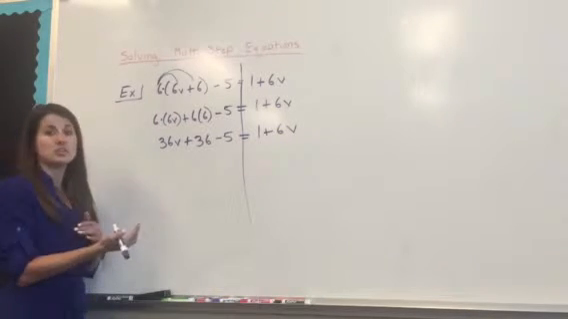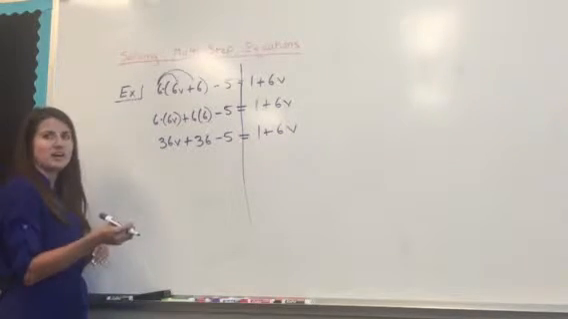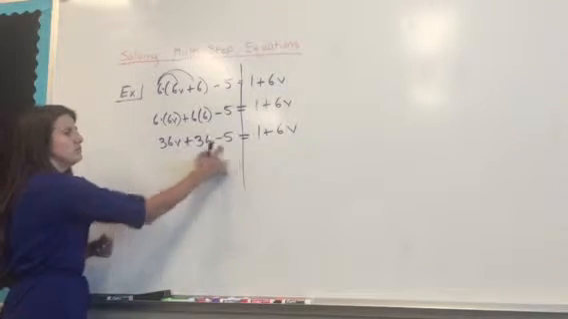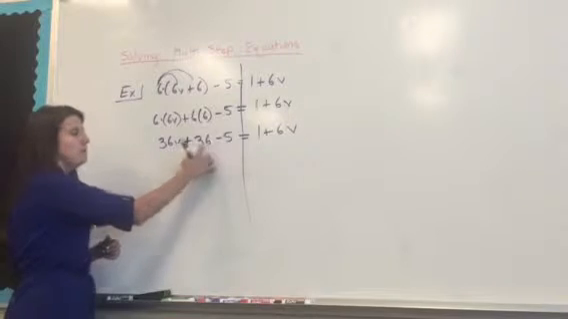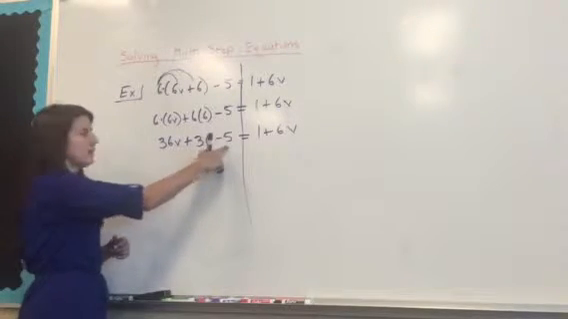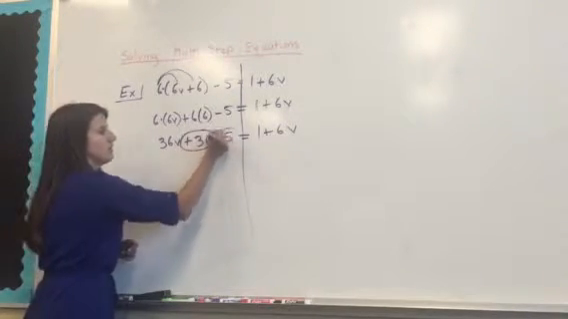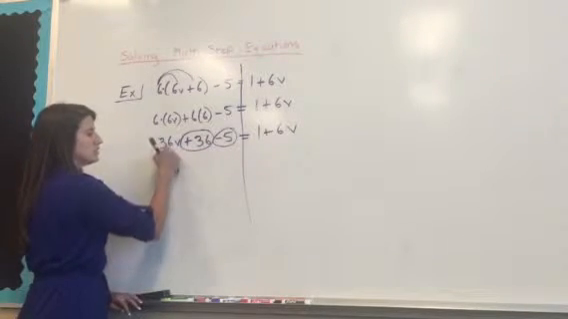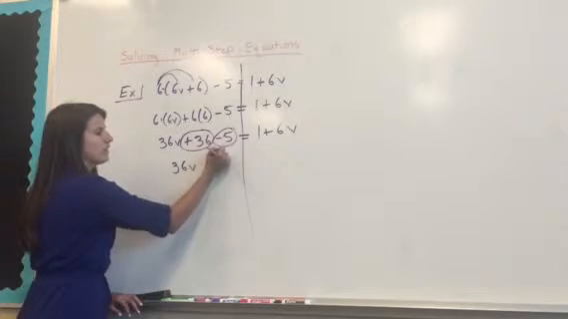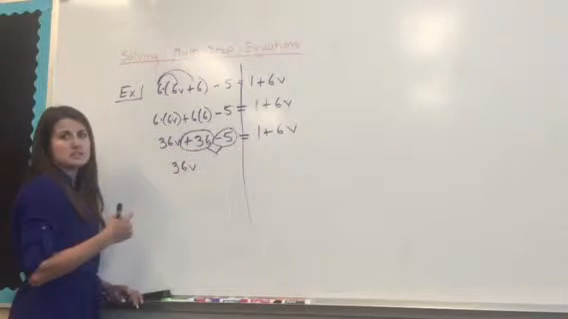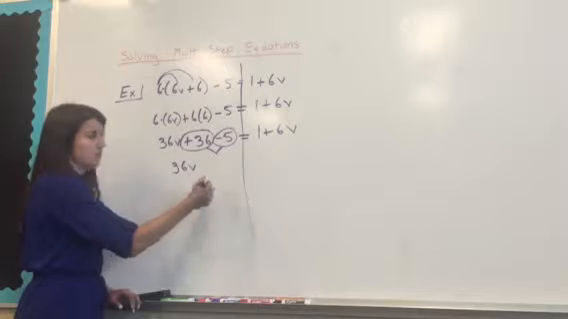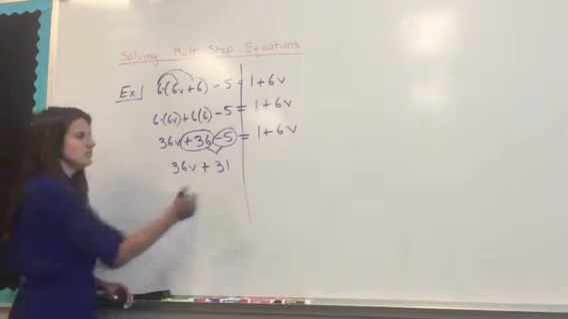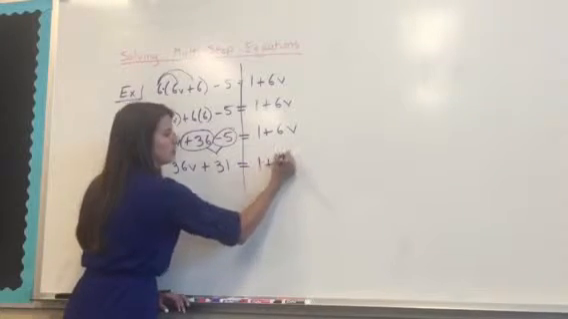Then look and see if there's anything you can combine after you distribute. So on this side, this one has a variable. Nothing else on this side has a variable. But you can combine 36 and negative 5. So I'm going to combine positive 36, always take your sign in front, with negative 5. So 36v comes down, and then 36 minus 5, or 36 plus negative 5, either way, is going to give you positive 31. And again, drop everything down.